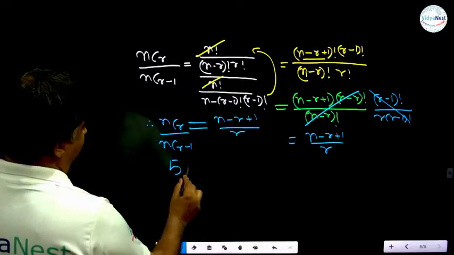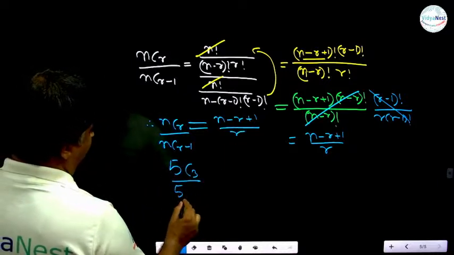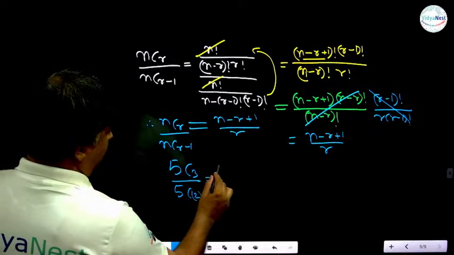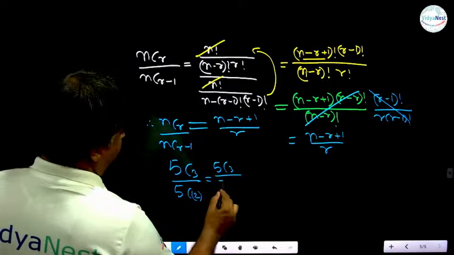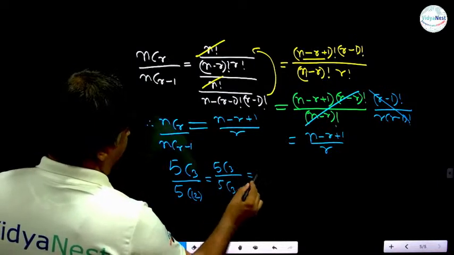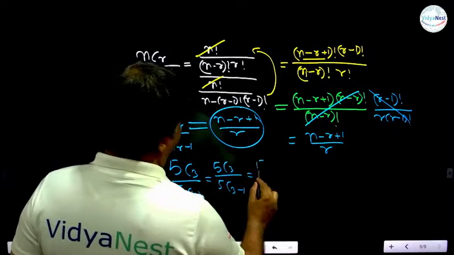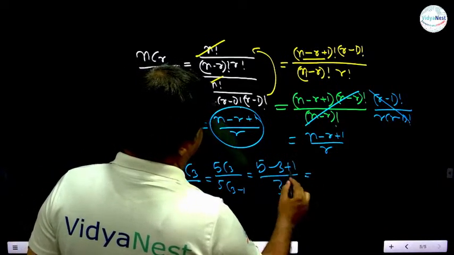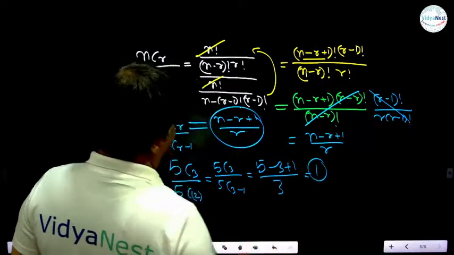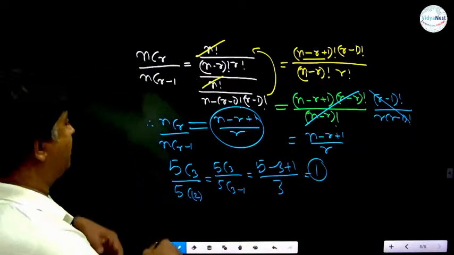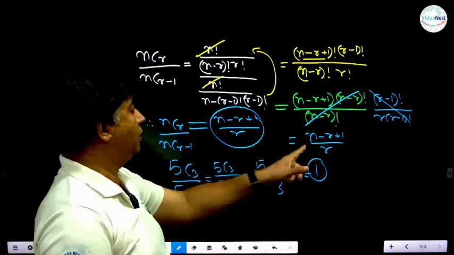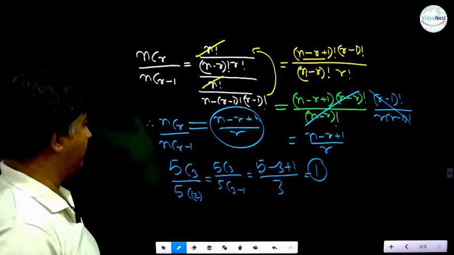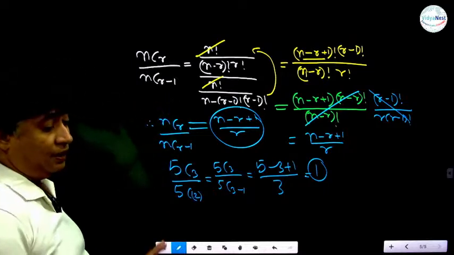Suppose you have got 5C3 by 5C2. Now that denominator 5C2 can be written as 5C3 minus 1. Obeying that rule, 5 minus 3 plus 1 by 3, that is 3 by 3, answer 1. So without expanding into the formula, if I know this, then in a short span we can get the numerical answer. Okay, got it?